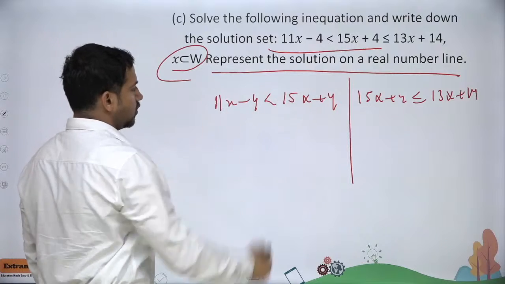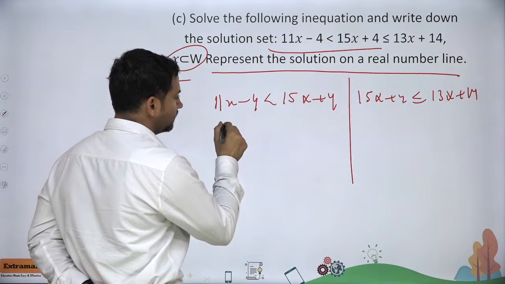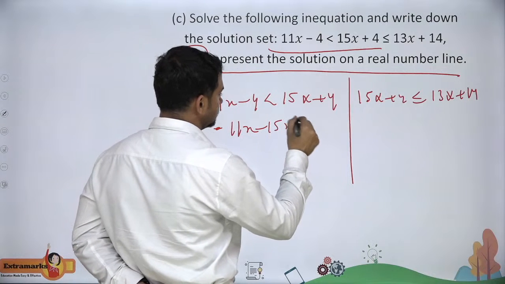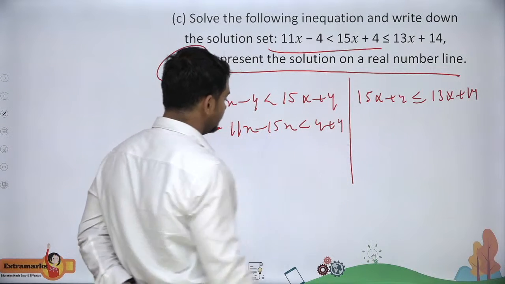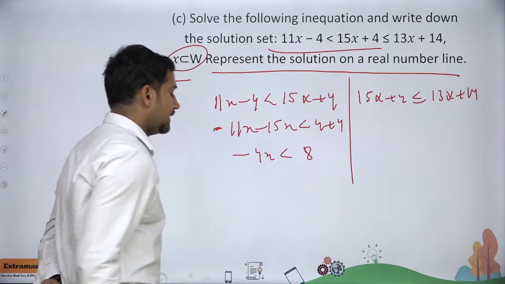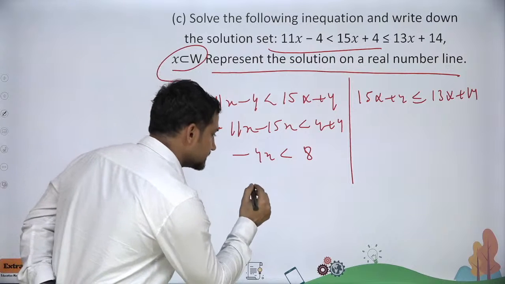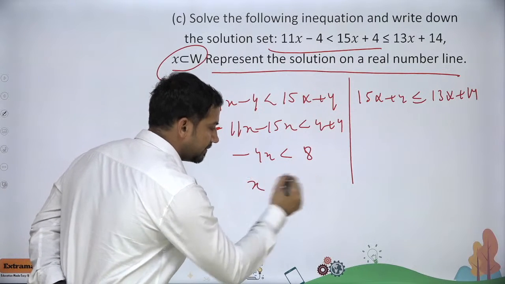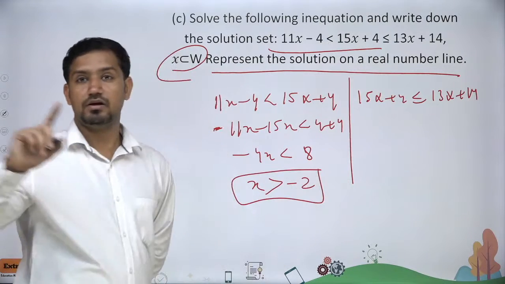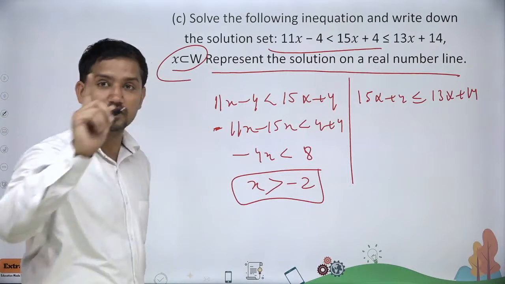Then how can we solve? First of all, this goes to that side. Then minus 4, 11x minus 15x, plus 4. Then what will come? Minus 4x is less than or equal to 8. If we divide by minus 4, because minus has come, the sign will change. See, if we divide by minus 4, then the sign will change. If we divide this by minus 4, then what is the value of x? x should be greater than or equal to minus 2.